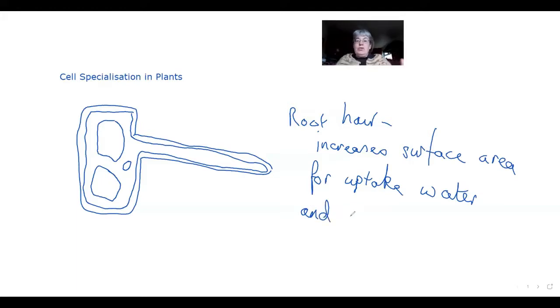And also, if it's not got enough water, it will collapse. We'll talk about that more in osmosis. So you need it for uptake of water and minerals. You need mineral salts. So it's quite an important part. Okay, that's the root hair cell.